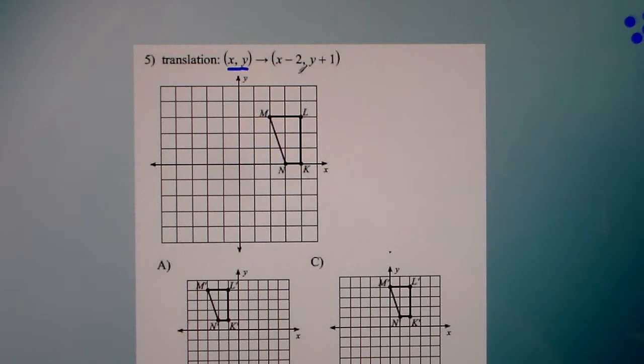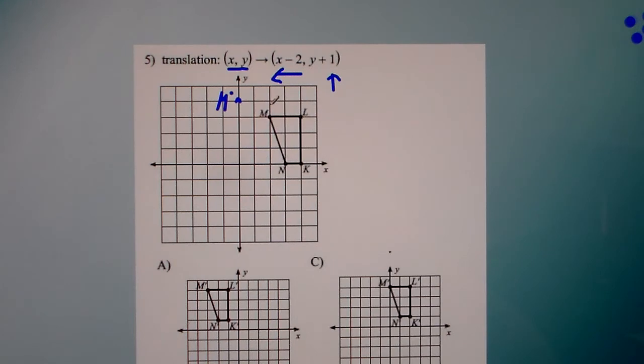We take our original picture. We go 2 to the left. The reason why, because if it has x minus 2, that's saying 2 to the left. If it was plus 2, it would be 2 to the right. And then we have y plus 1. That means we're going to move our figure up 1. So 2 to the left, 1, 2, up 1, right there. There's our M prime.